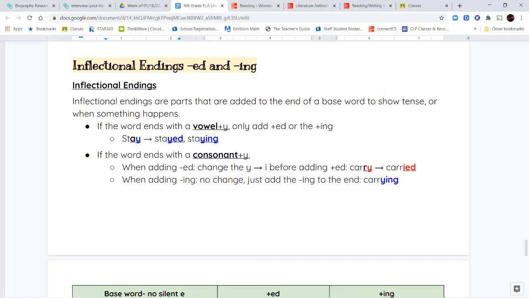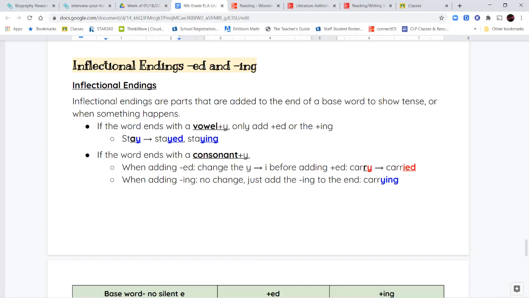Now, when we're talking about those inflectional endings, back to our spelling words for the week, we have a couple of rules that we need to follow. So inflectional endings are ending parts that are added to the end of a base word to show tense, or when something is happening, right? Tense tells us either past or present. If the word ends with a vowel plus the letter Y, you only add the ed or the ing. So stay becomes stayed or staying. We will stay, he stayed, they are staying. You only add the ed or the ing if it's a vowel plus the letter Y.